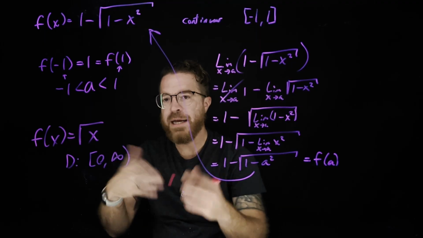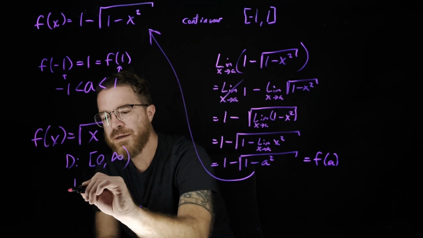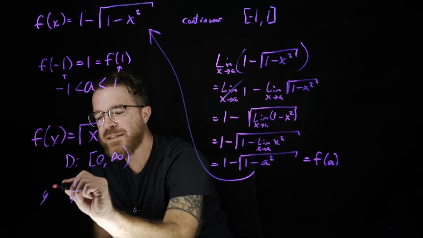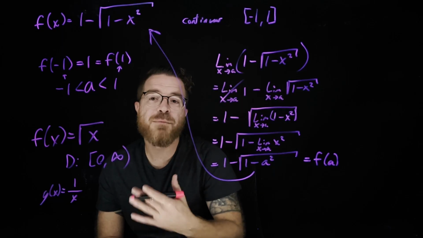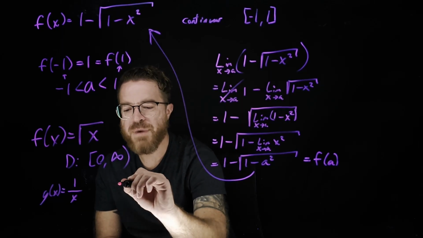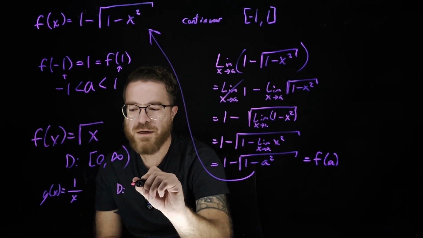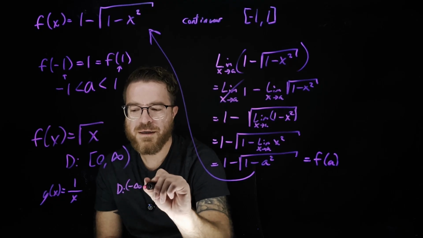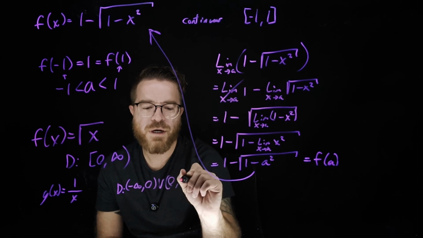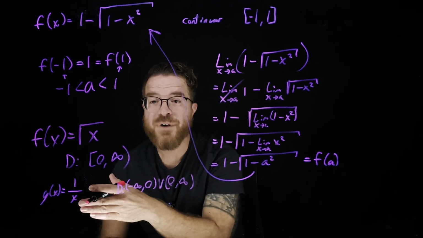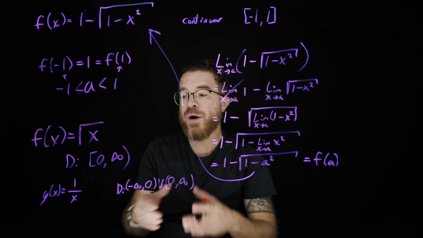If I have something like 1 over x, let's say we have g of x is equal to 1 over x, then in this case, what is my domain? My domain is I can plug in anything that's not 0. So the domain for this one would be from -infinity up to 0, union 0 up to infinity, meaning that this function would be continuous everywhere except 0.